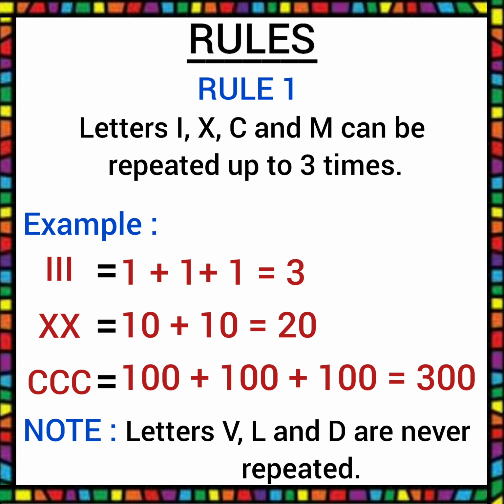XX. Here X is written 2 times. So 10 plus 10 equals 20. CCC. Here C is written 3 times. So 100 plus 100 plus 100 equals 300. Remember, V, L and D are never repeated.